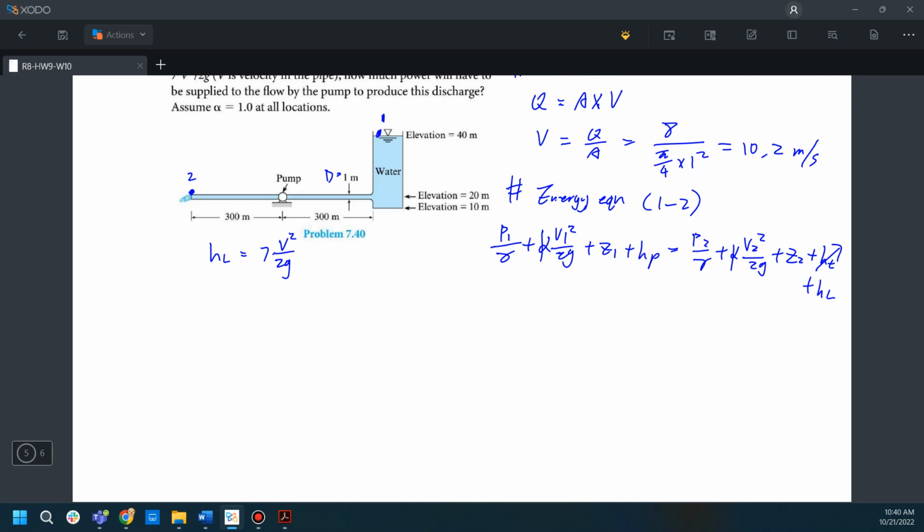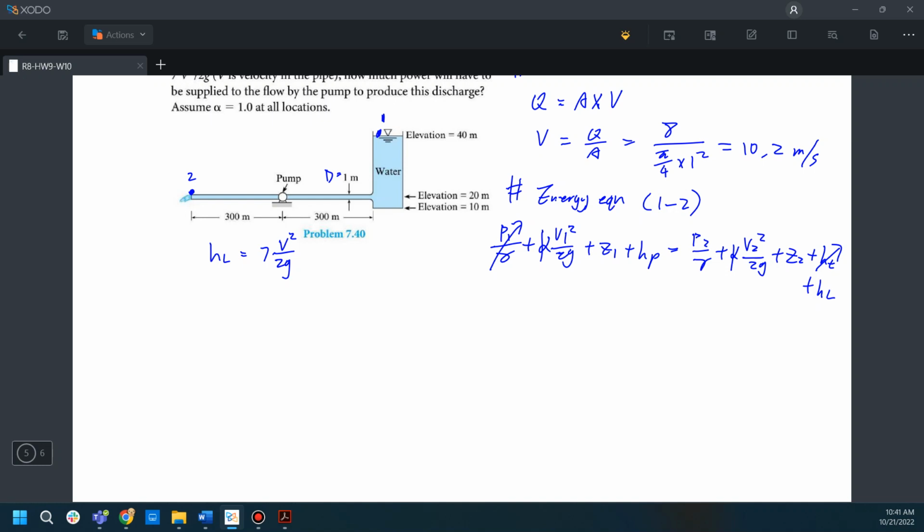And the surface is open to the atmosphere, so P1 is equal to 0, and that defines the datum to be at the level. That's fine because it already gives us the elevation here, so let's just use that for our calculation. We don't want to define another datum in this case.